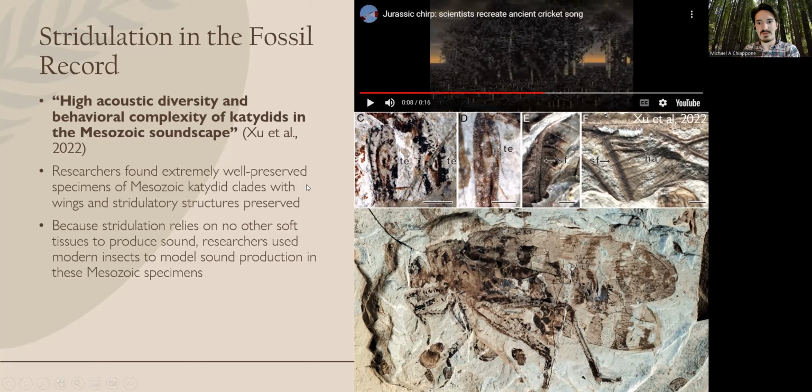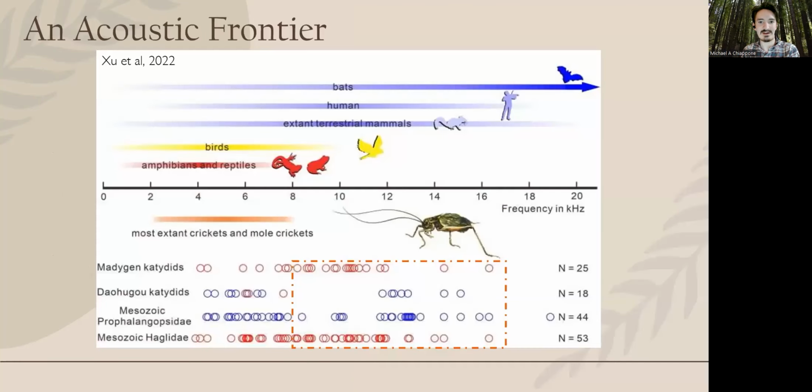Now, you might notice that that sound is very high compared to what most people think about for katydids, and you wouldn't be wrong. What they found is that many of the specimens that they looked at from across the Mesozoic, but especially in the early part of the Mesozoic, we're talking Triassic and up to mid-Jurassic, many of these specimens were stridulating at really high frequencies compared to most extant crickets and bush crickets, which you can see their frequency range by that orange bar, ranging from about 2 to 8,000 hertz.